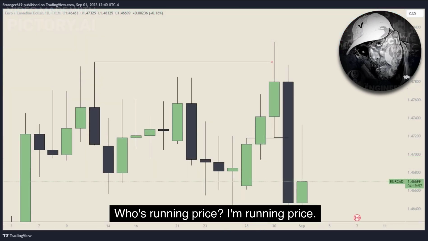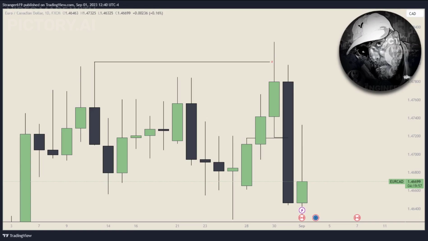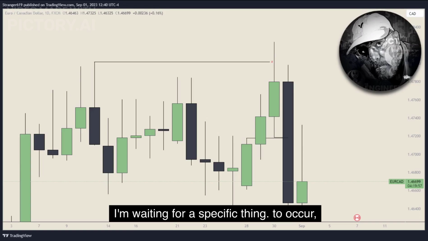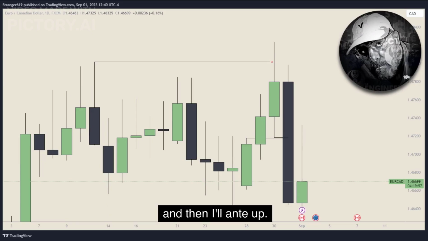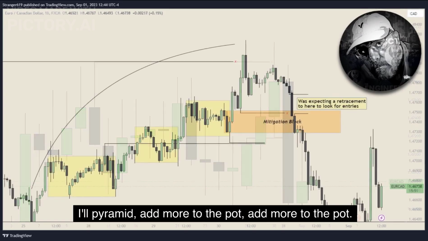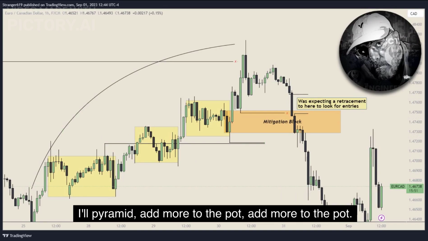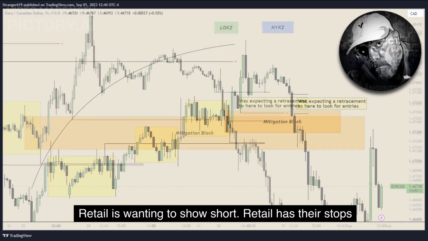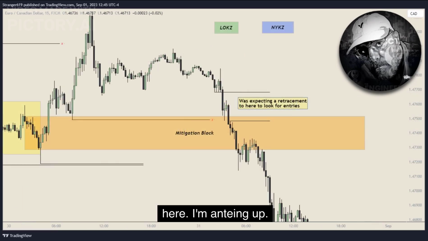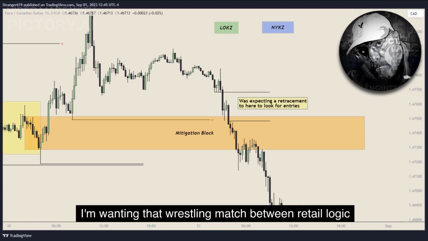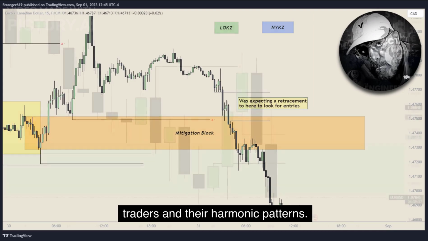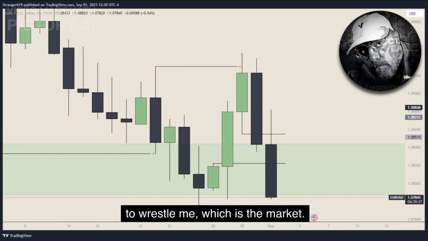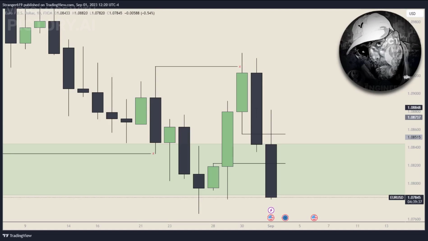Who's running price? I'm running price. I'm waiting for a specific thing to occur. And then I'll ante up. I'll pyramid, add more to the pot, add more to the pot. Letting retail traders feel like they got a chance. I annotate it in my charts. Retail's wanting to sell short. Retail has their stops here. I'm anteing up. I'm wanting that wrestling match between retail logic traders and their harmonic patterns to wrestle me, which is the market, and the market wins.